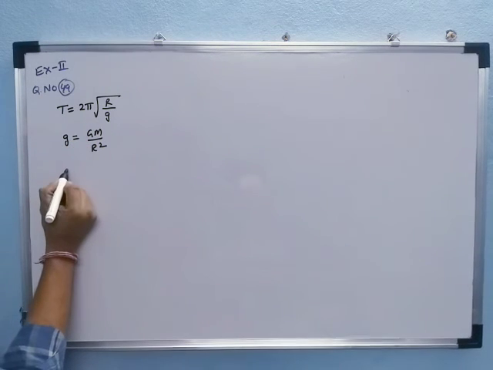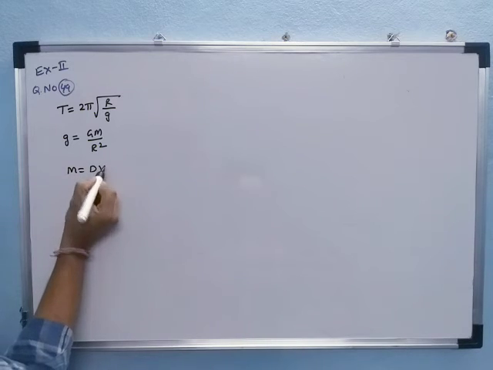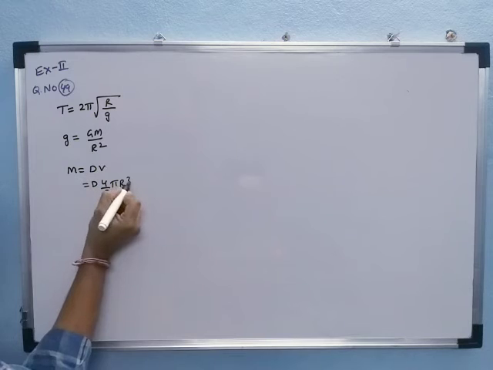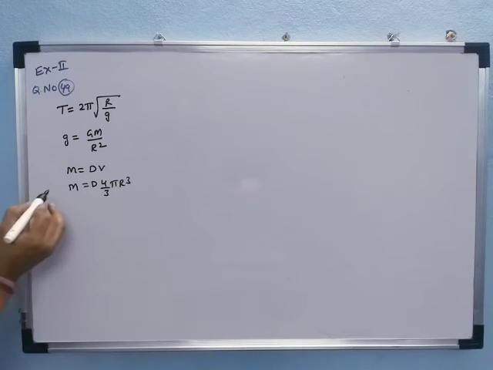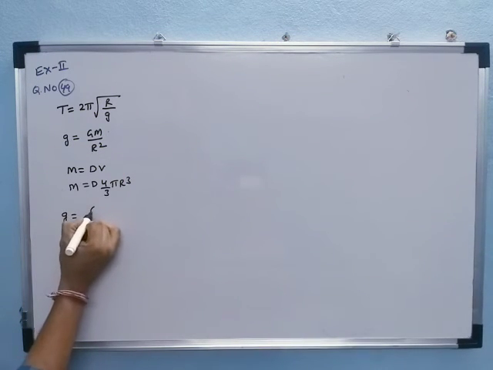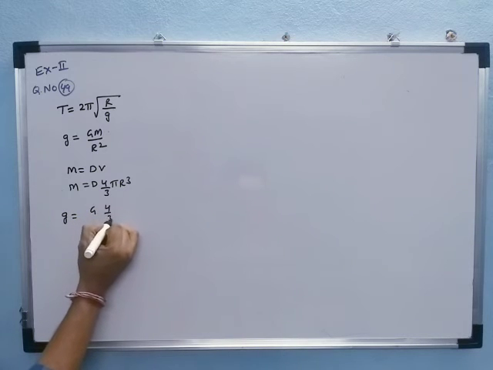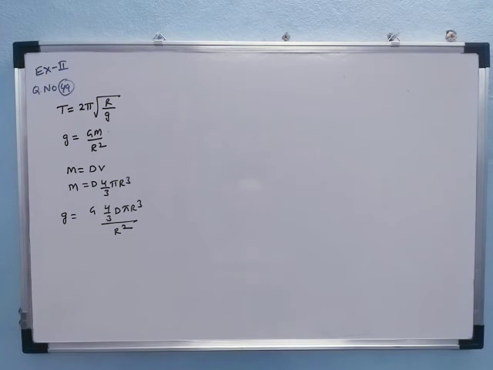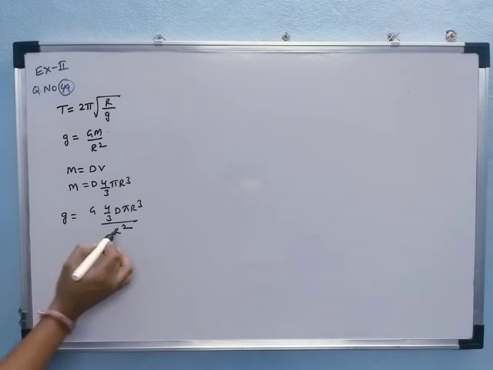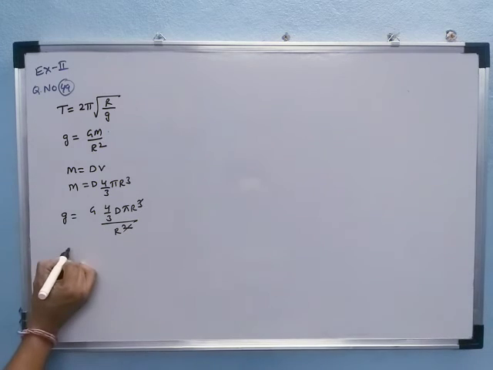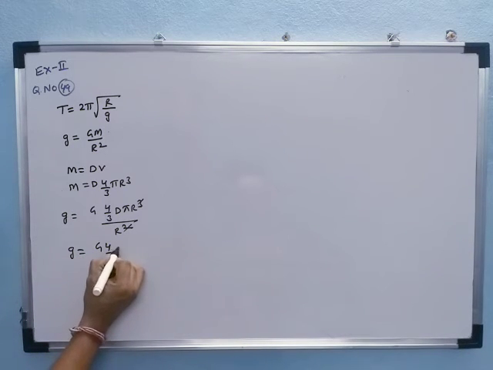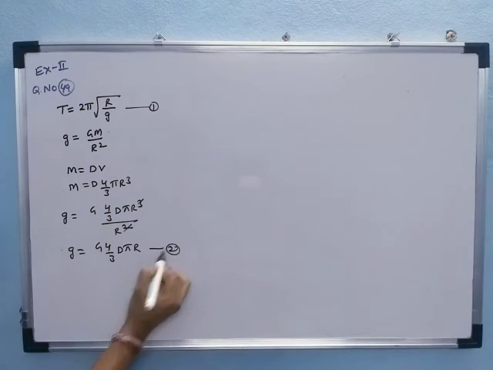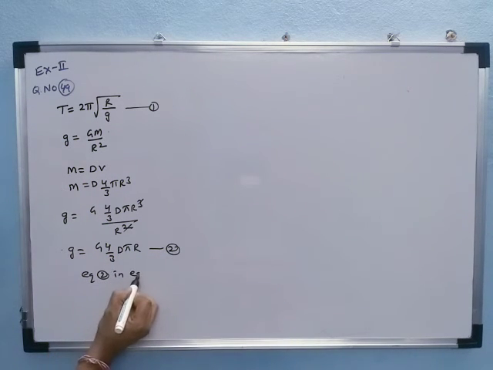And the mass is nothing but density times volume. The volume of the sphere, how much is there? 4 by 3 pi r cube, that is equal to mass 1. And this m value we can substitute: g is equal to G into 4 by 3 d pi r cube by r square. Now this r square and r cube get cancelled. So g is equal to G into 4 by 3 d pi into r. This g value, we substitute in equation number 1, equation 2 in equation number 1.